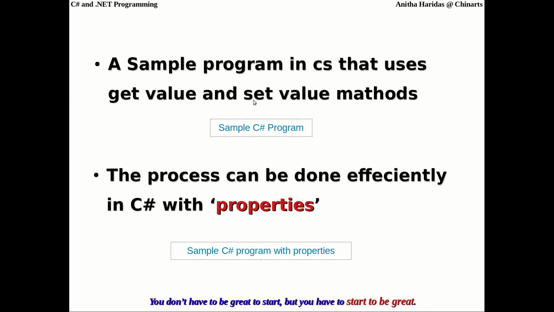Now the same process of using get value and set value methods is efficiently defined in C# programs with the concept called properties. Let us go to the program. Let me explain the program, then you can see how advantageous it is using a property instead of using get value and set value methods.